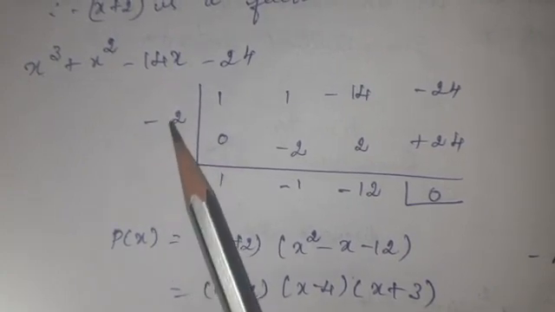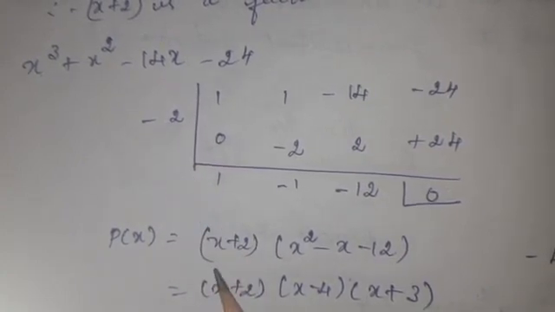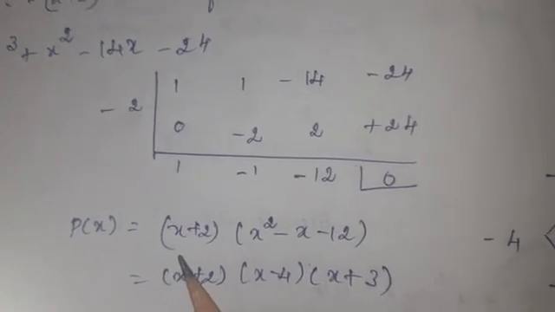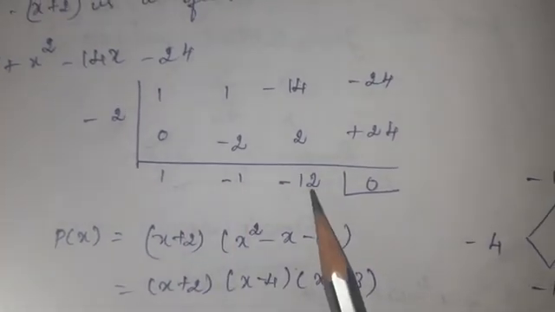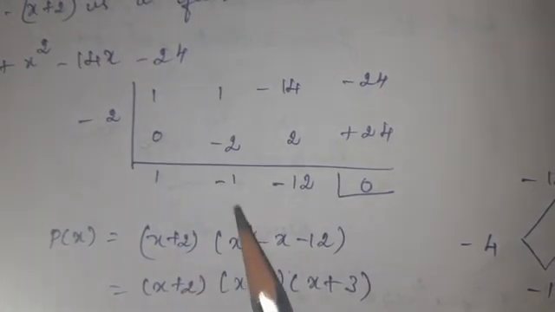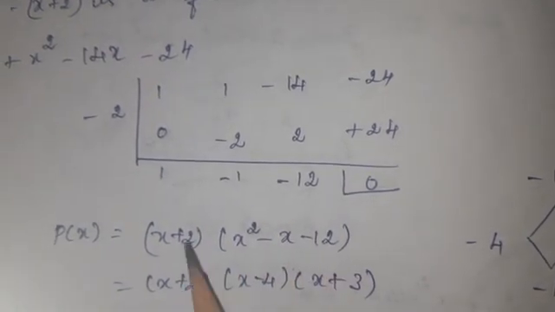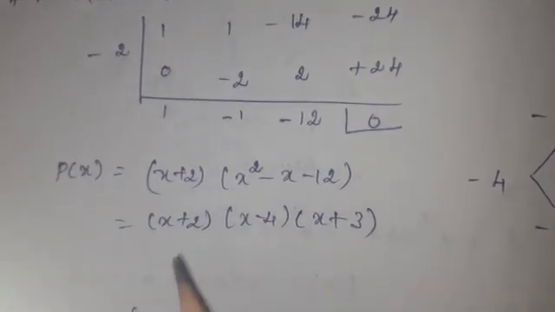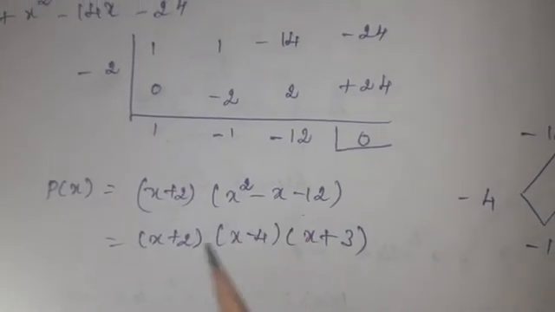Here it is minus 2 we have taken, so here we should write P of x is equal to x plus 2 into, here what you are getting, this is constant, x term, square term. So we can write that one as x square minus x minus 12. Then x plus 2 I have written as it is. This is quadratic equation format.